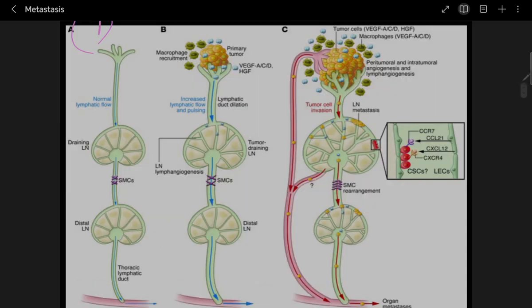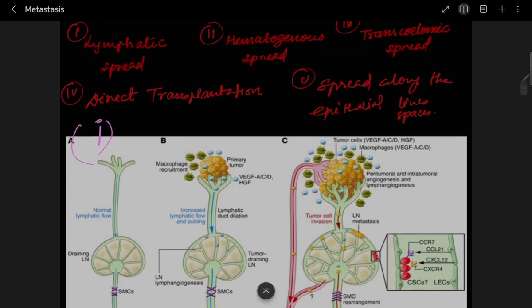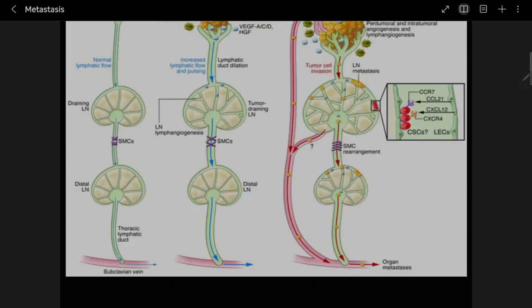So the first one is the lymphatic spread. I have added this diagram. You can see this is the lymphatic pathway of some parts of the organ. In figure A, you are seeing the normal lymphatic flow, right? And that's draining into the lymph node, okay? And from there it is further draining to the distal lymph node, and further to the subclavian vein.